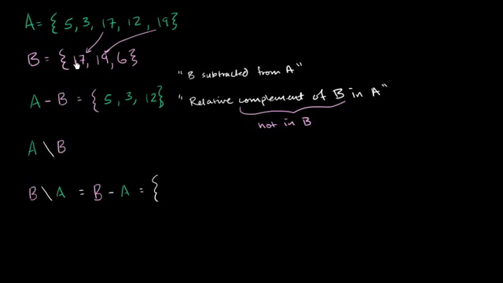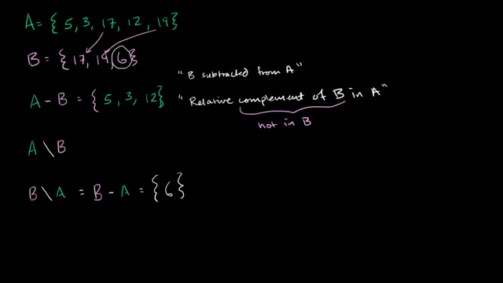So if we start with set B, we have a 17, but a 17 is in set A, so we have to take the 17 out. Then we have a 19. Oh, but there's a 19 in set A, so we have to take the 19 out. Then we have a 6. Oh, well, we don't have to take a 6 out of B because the 6 is not in set A, so we're left with just the 6. So this would be the set with a single element in it, the set {6}.